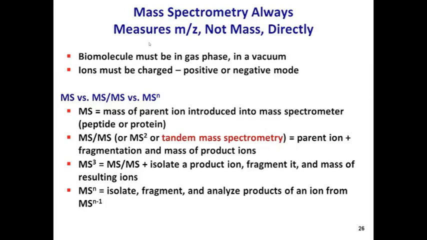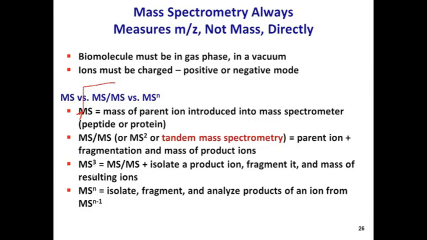There are also several levels of mass analysis. One is to analyze the ions that were introduced into the mass spectrometer. So this is MS analysis. Whatever ions are introduced are measured. This could be a peptide or a protein, or a group of peptides or proteins. The next level is MS/MS, also referred to as MS2 or tandem mass spectrometry, where we measure the mass of the parent. We fragment that parent ion, a selected parent ion in the mass spectrometer, and measure the masses of the product ions.